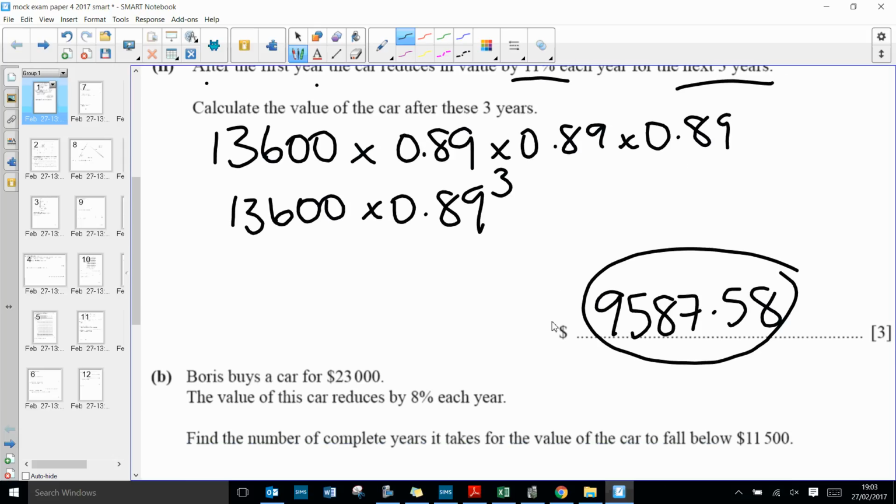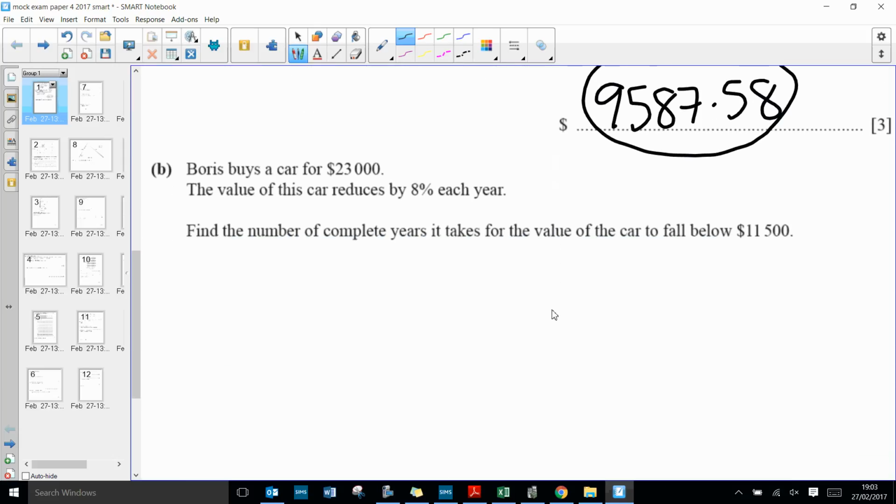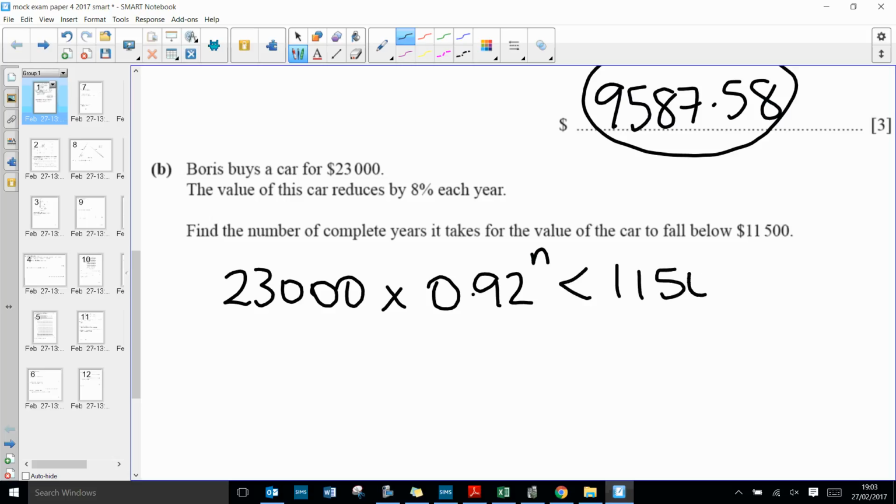Boris buys a car for 23,000. The value of this car reduces by 8% each year. So if Boris's car was to reduce by 8% each year, it would be 23,000 multiplied by 0.92. And we need to find the number of complete years it takes for it to fall below 11,500. So that's the unknown value with a number of years. And it has to be less than 11,500. So 23,000 times 0.92 to the power n.